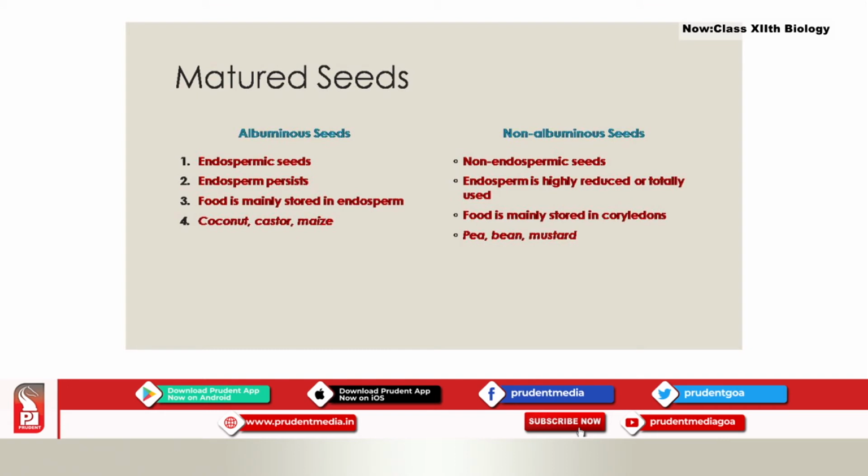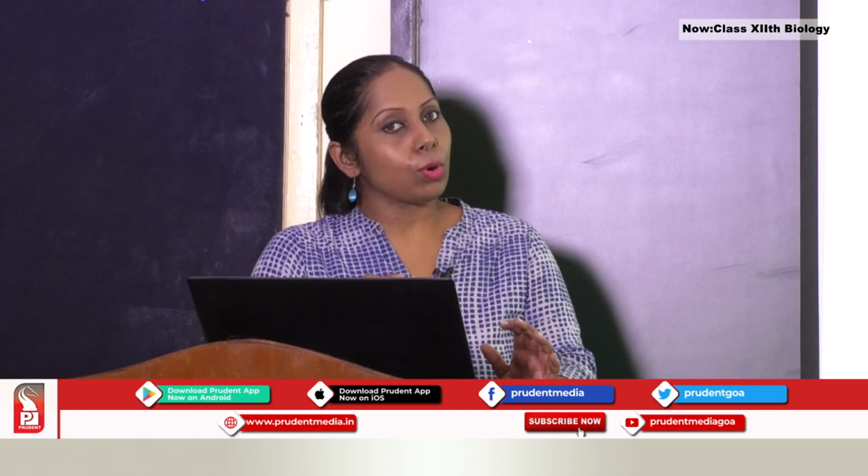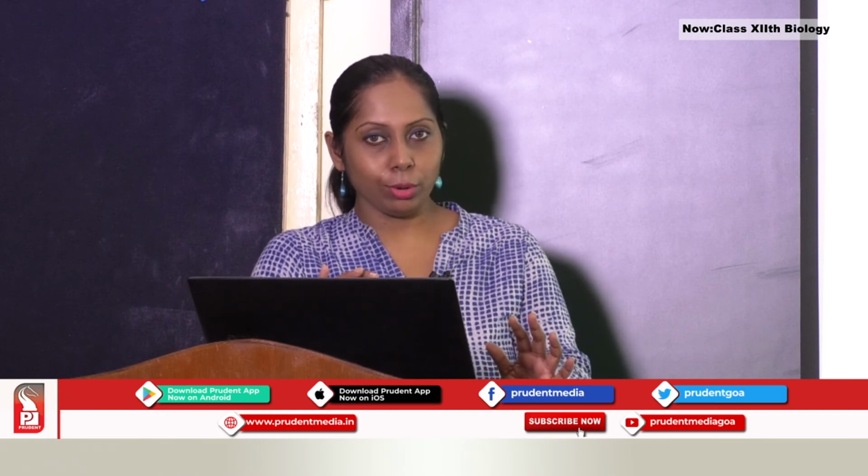Now, in matured seed, students, you can categorize matured seeds into albuminous type and non-albuminous types. Albuminous types of seeds are also known as endospermic seeds. Non-albuminous seeds are known as non-endospermic seeds. It's very easy to understand. What do you mean by endospermic seeds and non-endospermic? Endospermic seeds are seeds which are going to have the endosperm persistent in them besides the cotyledons. So cotyledons are nutritive tissue, we all know that.